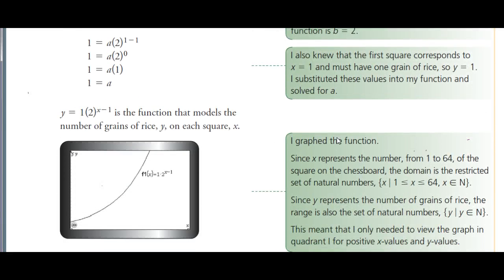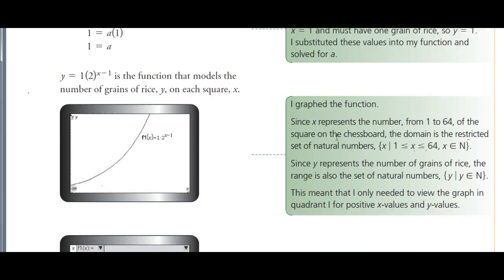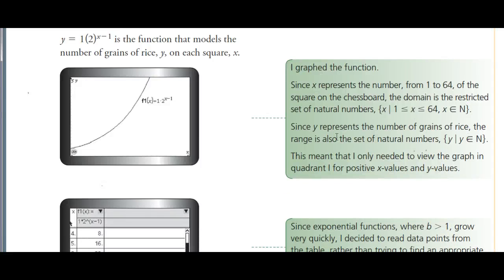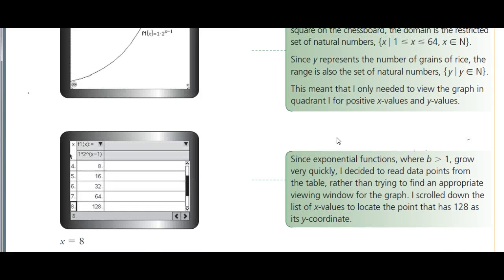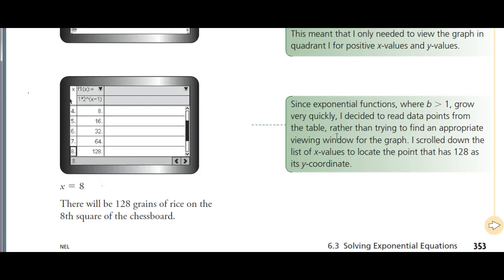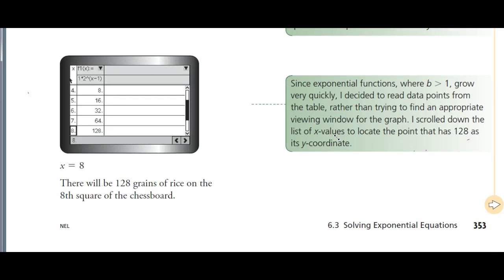Now you could graph this as well. We could graph y1 equals 1 times 2 to the x minus 1. We would graph y2 equals 128. We would set our window such that we could actually see that far, to get the 128. Or you can go into the table of values. So there's a couple of ways. You could do it graphically. You can look in the table of values.